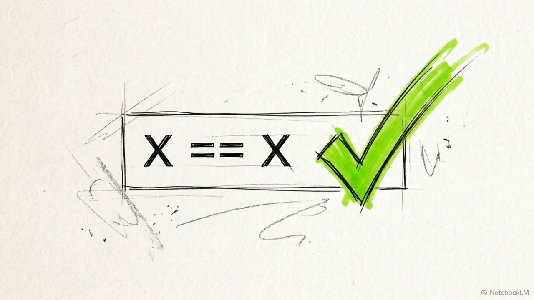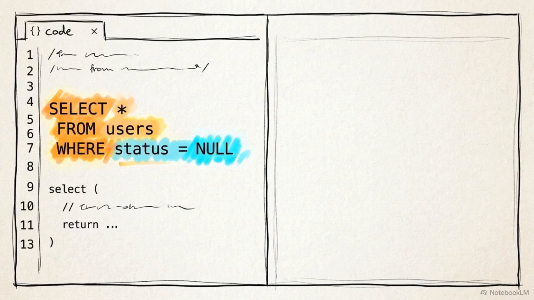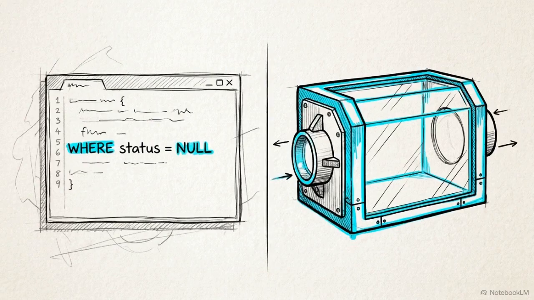In any standard programming language, a variable evaluated against itself is an absolute truth. X equals X always evaluates to true. On the left of this split screen, a common query attempts to find records with missing data using WHERE status equals NULL. On the right, we have a logic gate waiting to evaluate it.